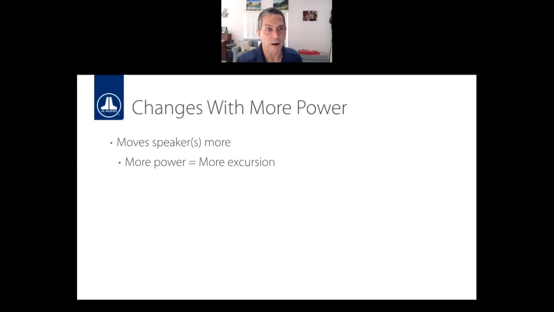All right, next up, we'll kind of summarize here. The speaker's moving more because you're putting more power onto it. And that's how you're gaining SPL. That's how it's actually compressing and rarefying more air, or pushing and pulling more air. That additional excursion, that change in amplitude, is tracking directly to more output. 2 times the power is 41% more excursion. So you're asking the speaker to stretch a little bit more. So that leads to some possible concerns.